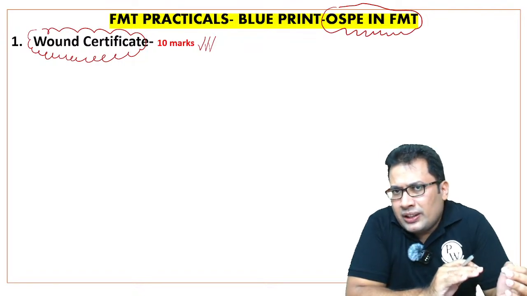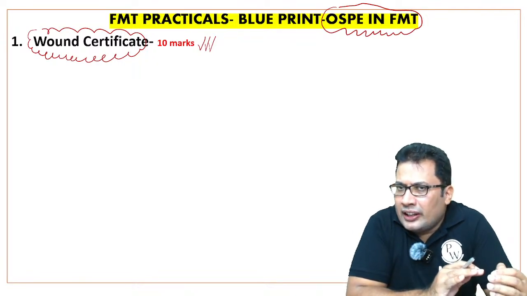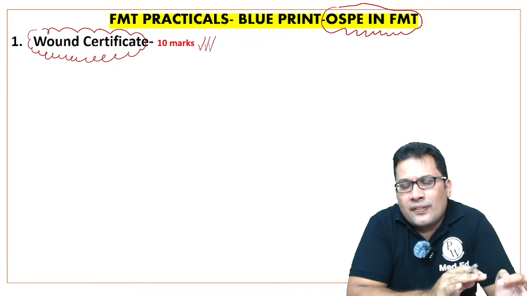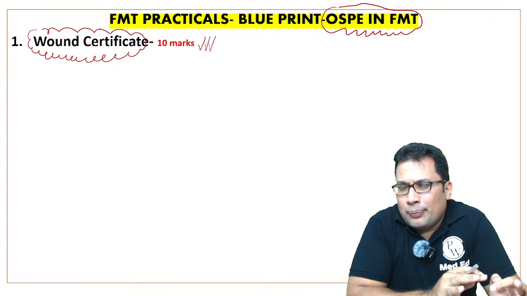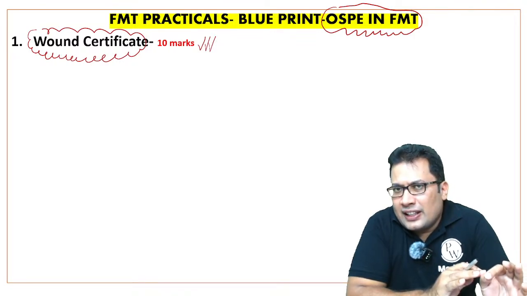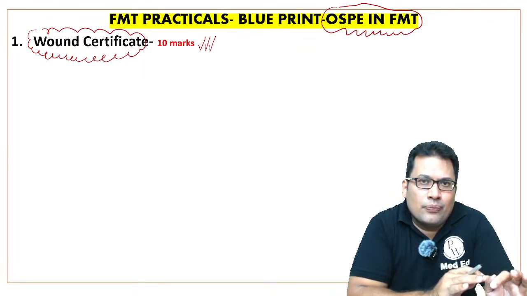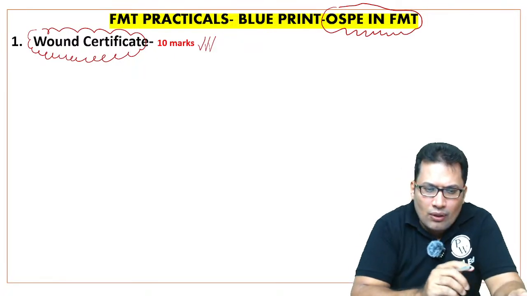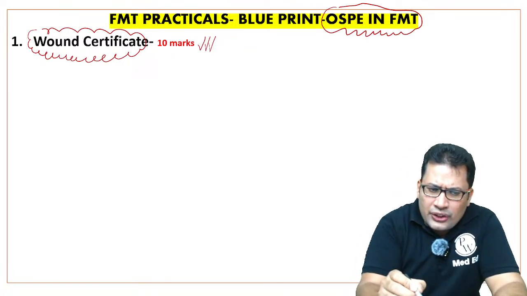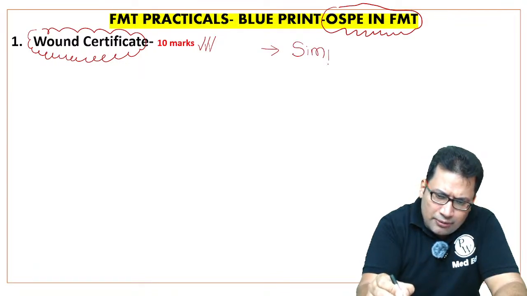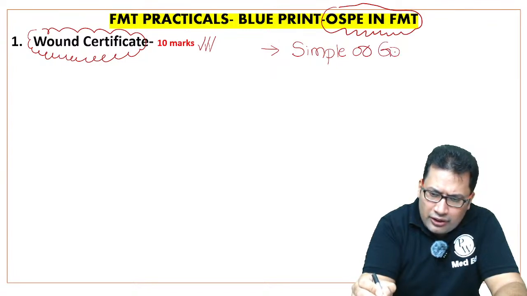In some universities, they give a clinical scenario or provide you some photographs, and you need to write the wound certificate. The very important parts are the examination of the injuries and also the opinion. You need to mention in the wound certificate whether the injuries are simple or grievous.